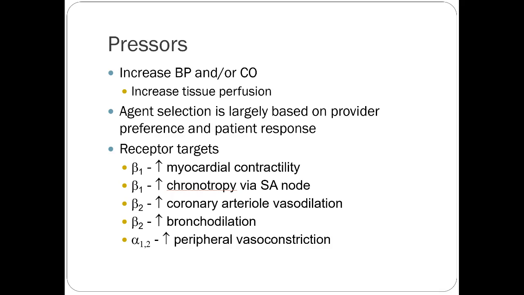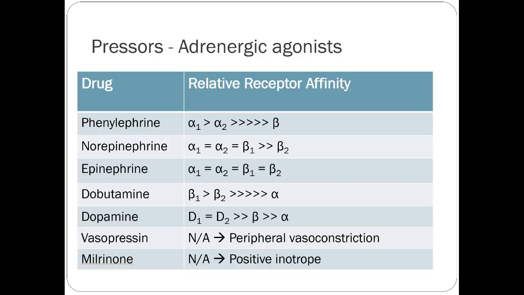So your receptor targets: beta 1 is going to give you increased myocardial contractility and increased heart rate as well. Beta 2s are going to cause coronary arterial vasodilation and bronchodilation, working in the lungs. And then peripheral vasoconstriction is going to happen with the alpha receptors. Again, we talked about this last fall, but basically the common pressors here, phenylephrine and norepinephrine, are probably going to be the two most frequently used ones that you're going to see, and then vasopressin. Those are the three general pressors I like to keep in the back of my head.